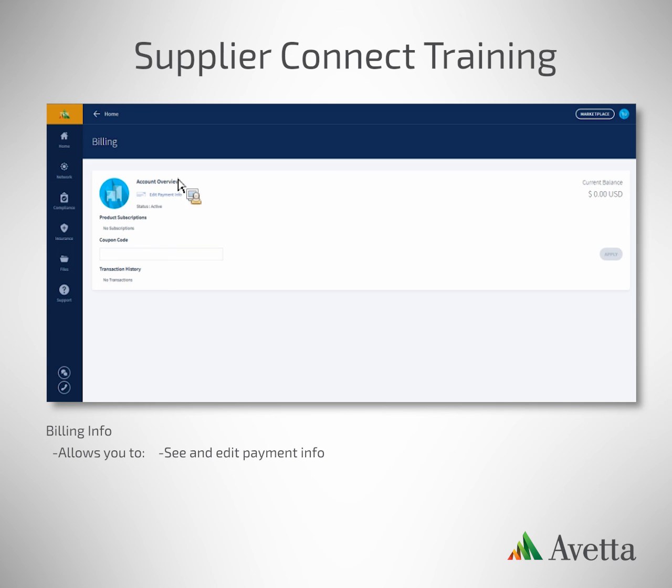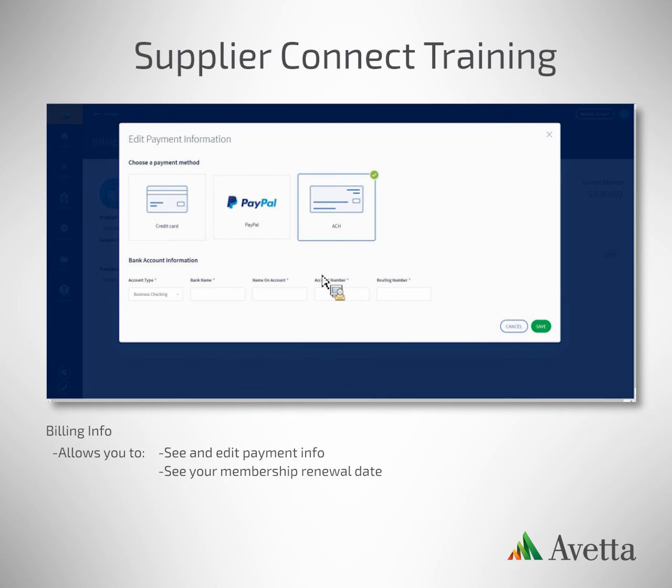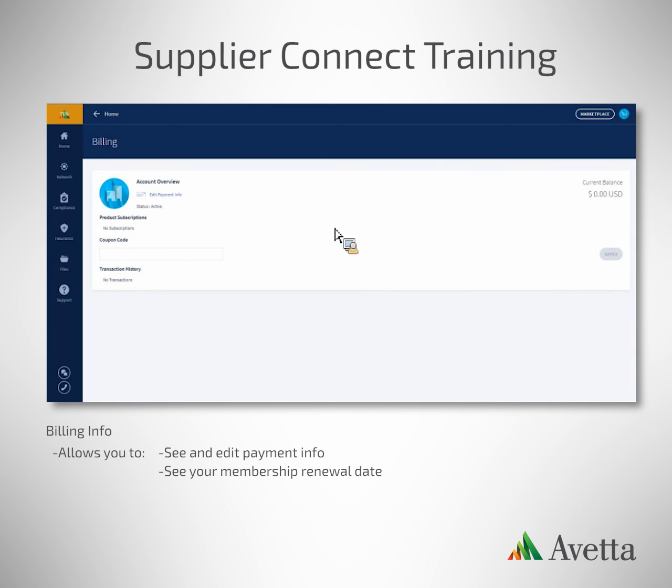But here we can see our payment info along with the renewal date, which will show up right below edit payment info. That just tells me when my annual membership is due each year. Edit payment info, if I click on this, I'm going to be able to see the last 4 digits of the account number or credit card number that's on file so that I can confirm it's the right payment info before processing, or I can update that information to be the correct one.